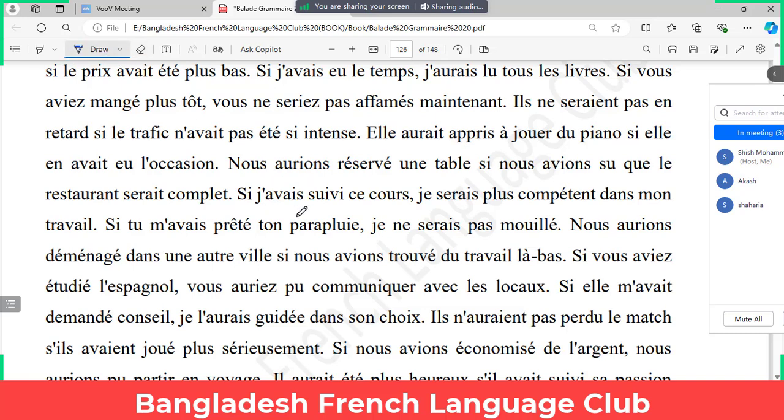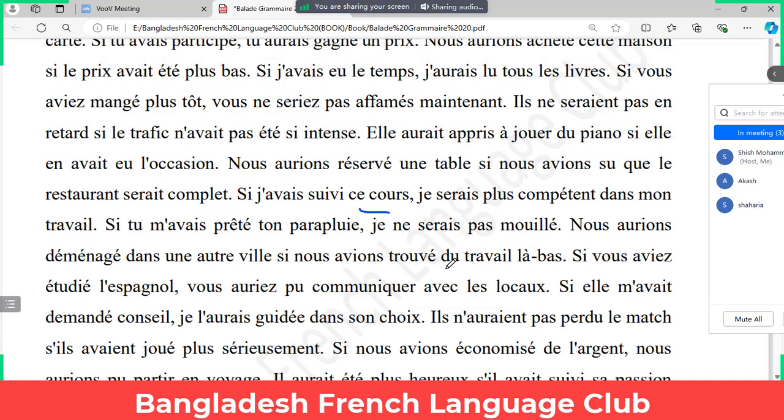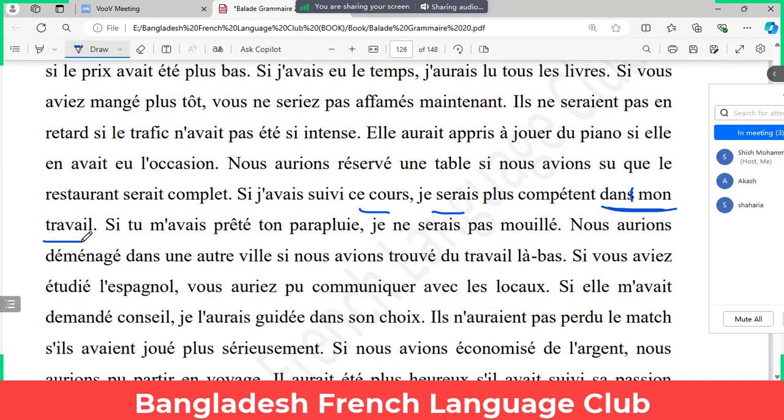s'ils avaient suivi ce cours je serais no not serait c'est serait je serais plus compétent dans mon travail. Dans mon travail. Right? Can you translate it?